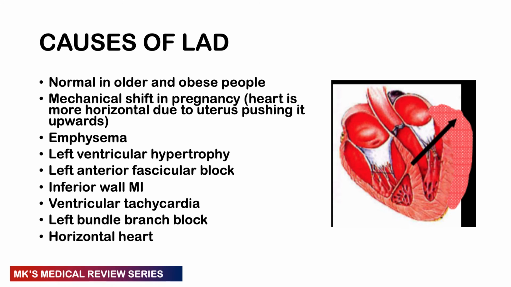the left side. We also see it in conditions like emphysema, and in left ventricular hypertrophy, because this side of the heart is enlarging and creating much greater electrical activity, so the overall vector is shifted towards the left side. We can see it in left anterior fascicular blocks, inferior wall MIs, ventricular tachycardias, left bundle branch blocks, and even in a horizontal heart.